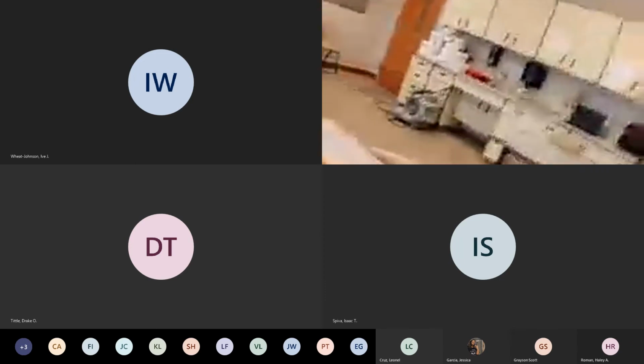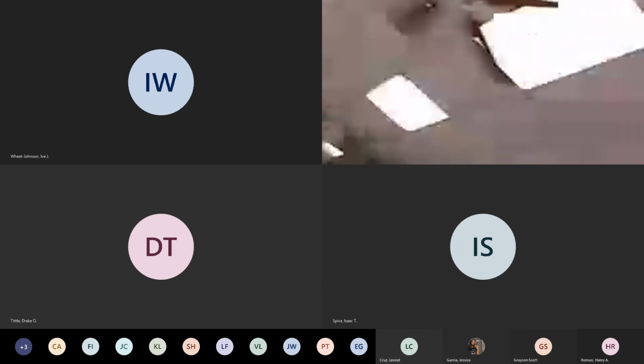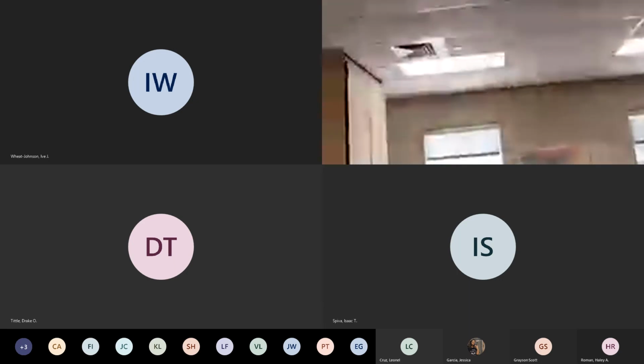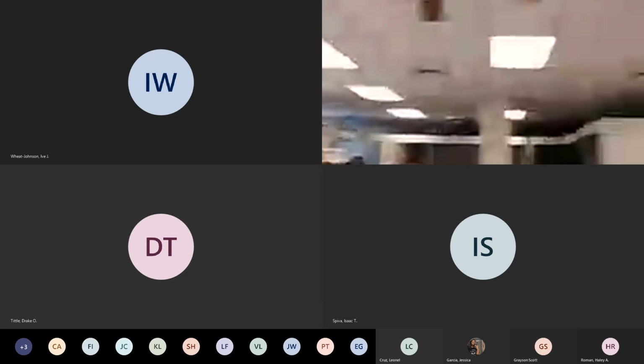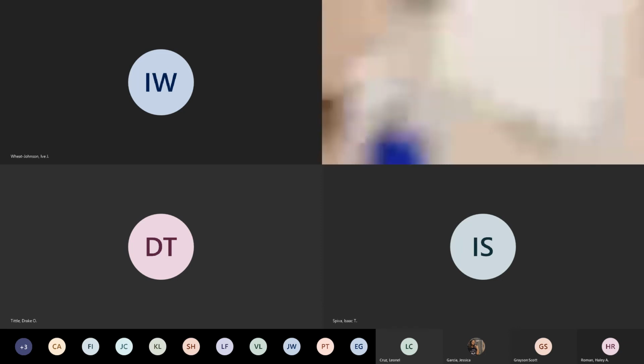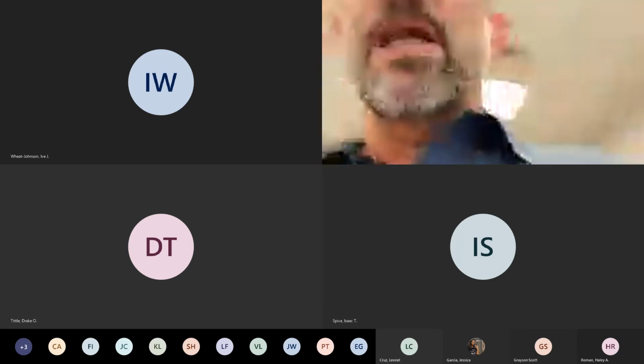Here's what the tray of minerals looks like. Oh, no, I switched it around to myself. So there's what the tray of minerals looks like. Here's what our classroom looks like. Got some nice windows in here. There's our sanitation station. And there I am again.